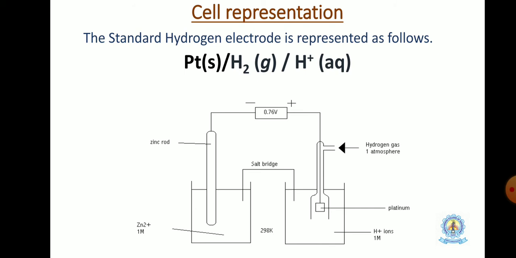In the previous lecture I mentioned how to represent a cell. There are general rules for it. On the left hand side you have to mention the anode and on the right hand side the cathode. Here it is a single electrode, so we are representing it in this manner. This is the hydrogen electrode, placed in the electrolyte solution. The electrolyte solution is HCl. We can represent it in ion form also, that is H+. This is the cell representation of the standard hydrogen electrode.